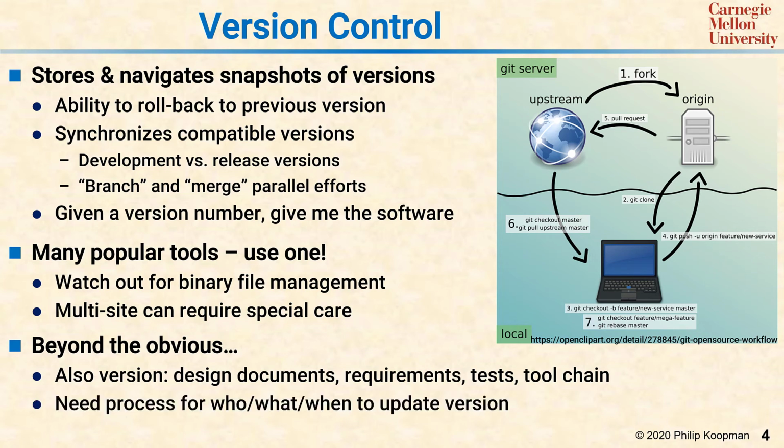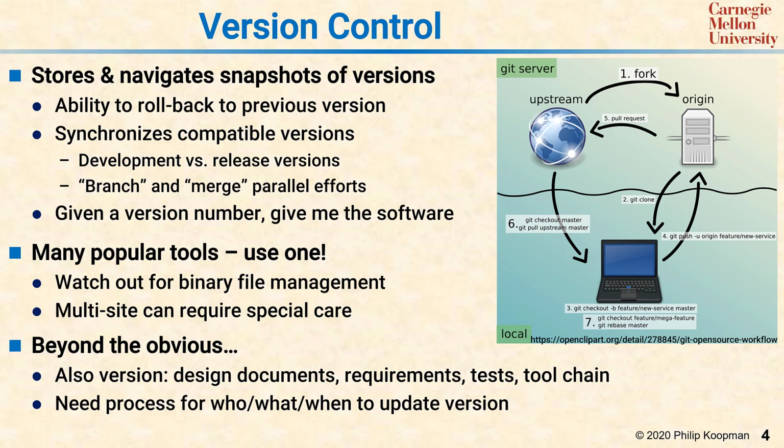You also need a process for who, what, and when to update a version. Minor versions might be created every time there's a small change to the software. But at some point you decide that a particular version is a stable version, something you want to track at a higher level and make sure you can get later, and you need a process to sort all that out.